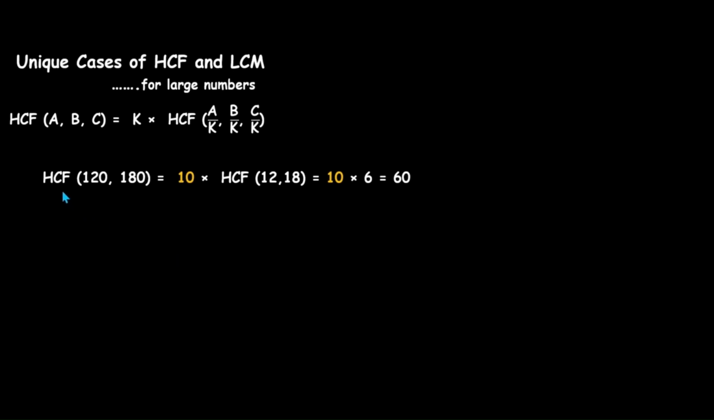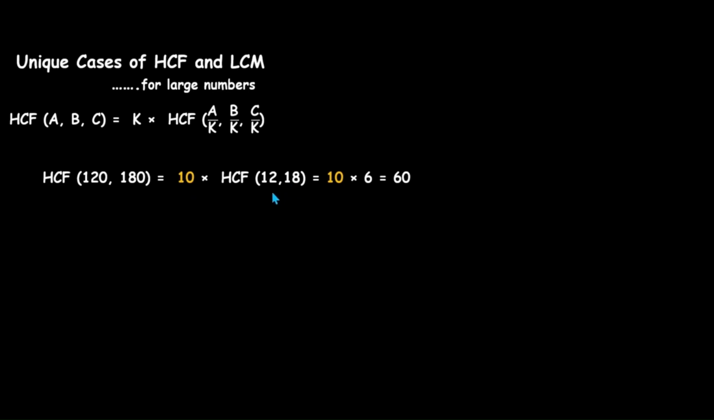So let's go back to the example of 120 and 180 and calculating HCF. We can easily spot that 10 is a common factor between 120 and 180, because 120 is 12 into 10 and 180 is 18 into 10. So 10 would be the first factor we can immediately figure out. Once we take that common factor out, the numbers would be reduced to 12 and 18. 120 by 10 is 12 and 180 by 10 is 18.